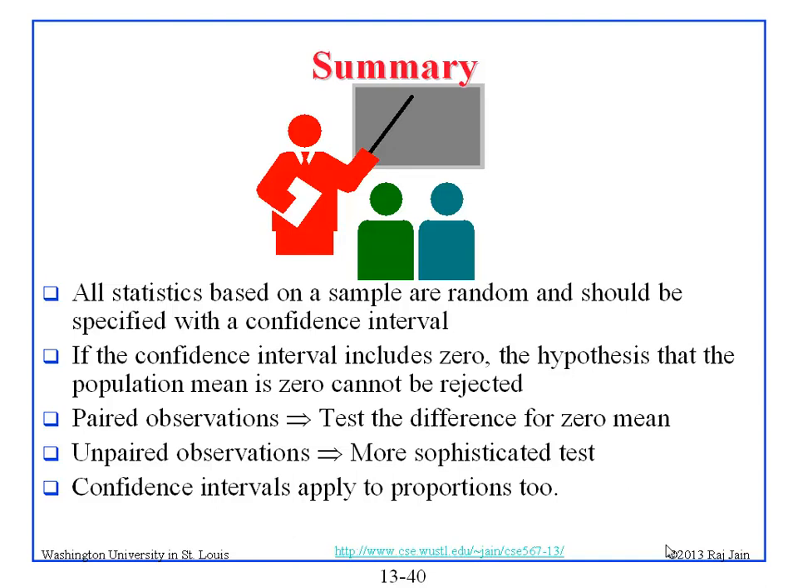Then we learned about paired observations and unpaired observations. Anybody remembers the difference between the two? Paired observation has correspondence. Yeah. So if there is one-to-one correspondence between the two sets of observations, those are paired. And with unpaired, there is no correspondence. So if there is a pair, then all you have to do is take the difference and test for zero mean. If they are unpaired, then you have to use that new formula. And confidence intervals apply to proportions too, so you can do it for fractions as well.